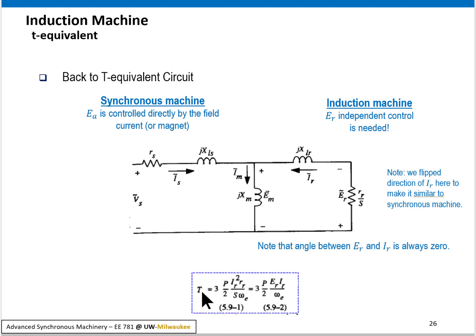And the torque expression here is actually representing the torque delivered to the air gap. So that would be the torque associated with this term right here, the power delivered to the rotor resistance term divided by the slip.